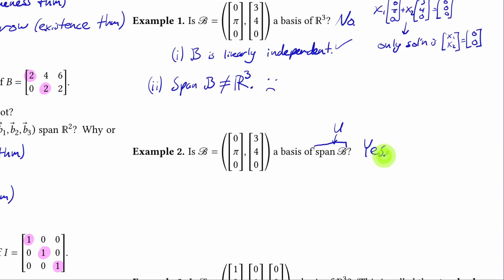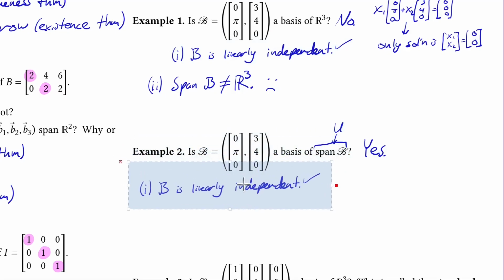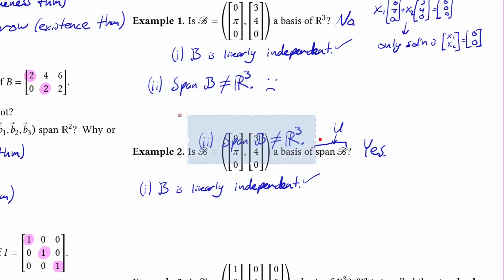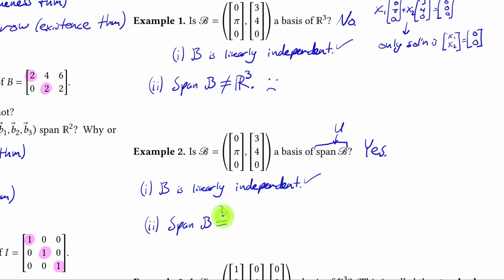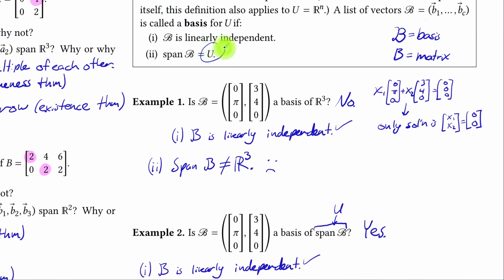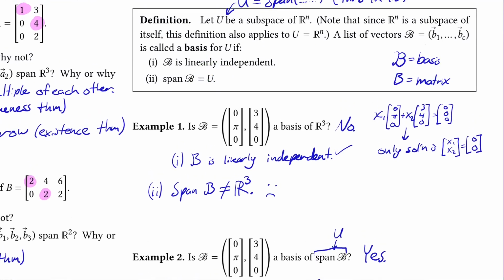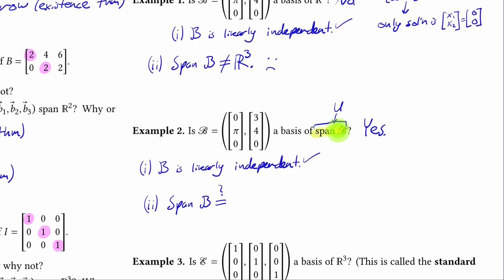Yes, it is. So it's still linearly independent because it is still the same list of vectors as before. But now the question is not whether the span equals R3, but is it equal to itself? Because when we say a basis for U, the span of B needs to be U. And that's our subspace. So is the span of B equal to the span of B? Sure is. So yeah, it meets both conditions.